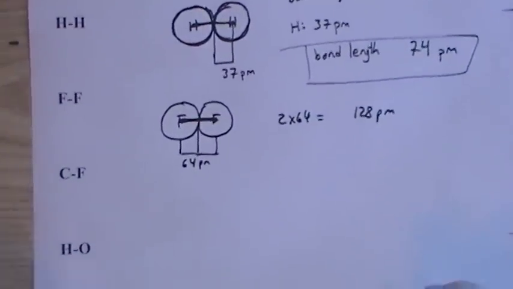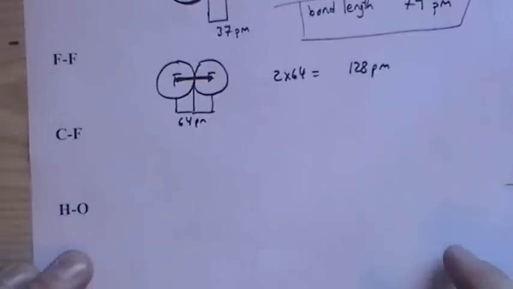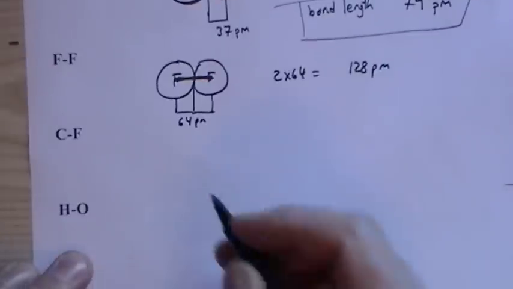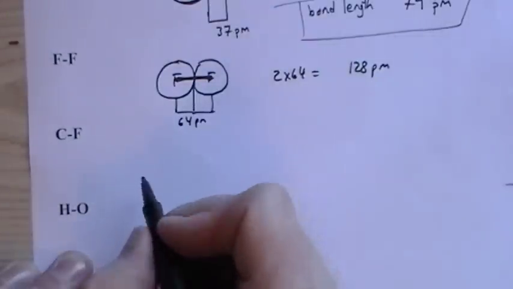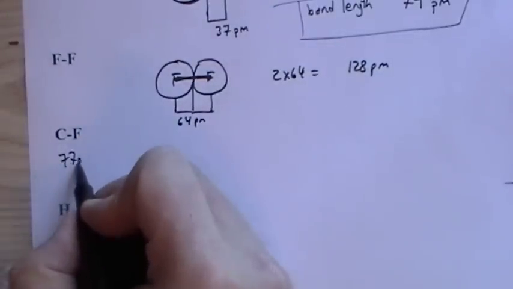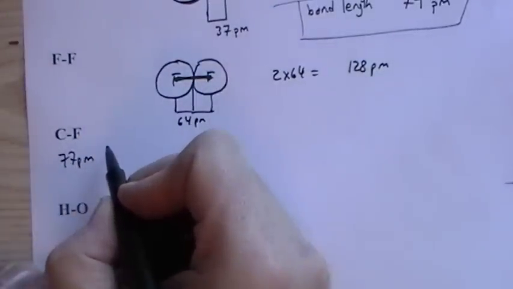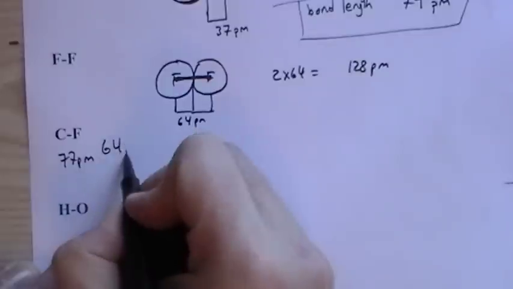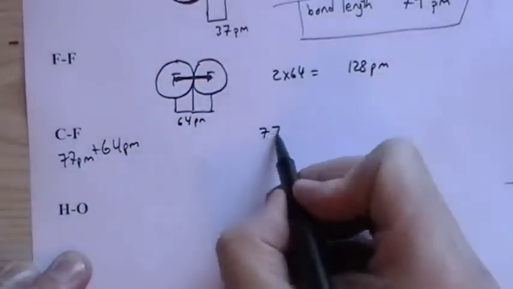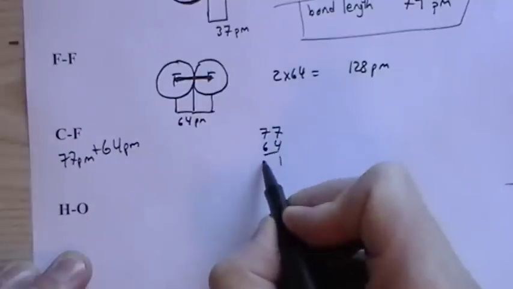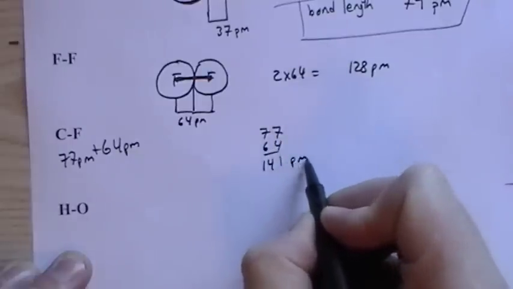Then CF. We look at CF here. For carbon, there's no need to write this full thing out. You can just say this is 77 picometers. Fluorine is 64, and then just add them up. So 77 plus 64 is 141 picometers.